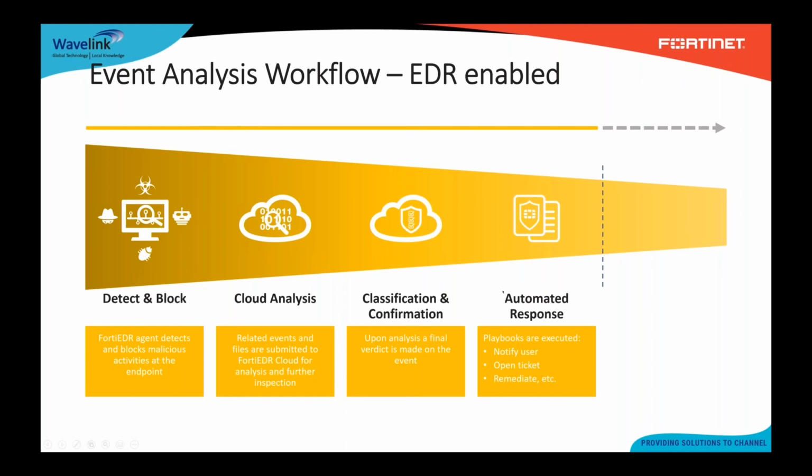Following that classification, we've got automated response. Based on what the customer's playbooks are, they may do things like notify the user, open a ticket, or perform remediation functions like killing a process if the process was able to start, deleting a file, or returning registry settings back to what they were before the compromise.